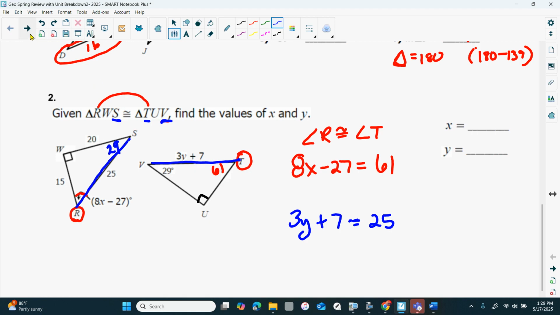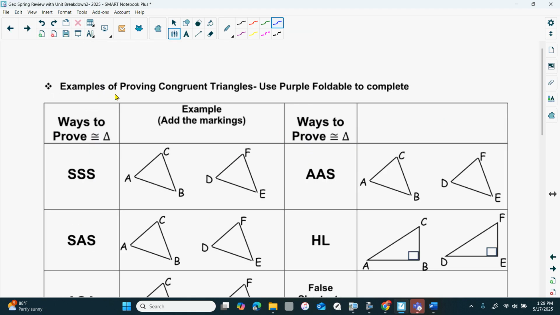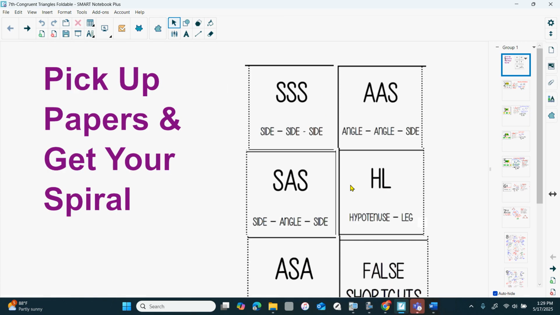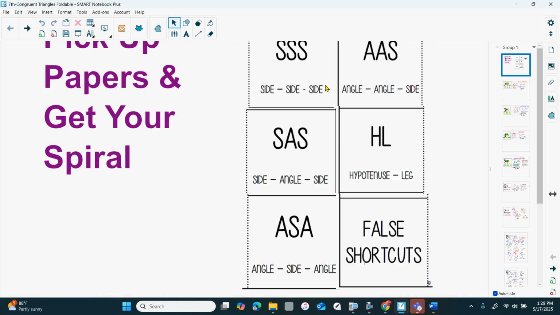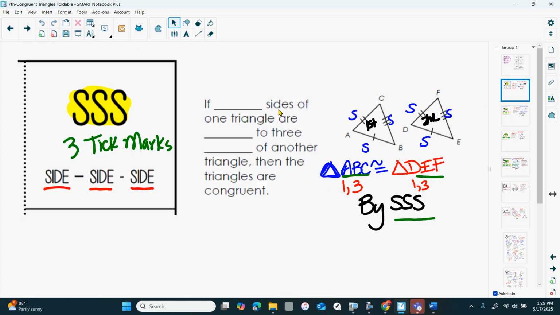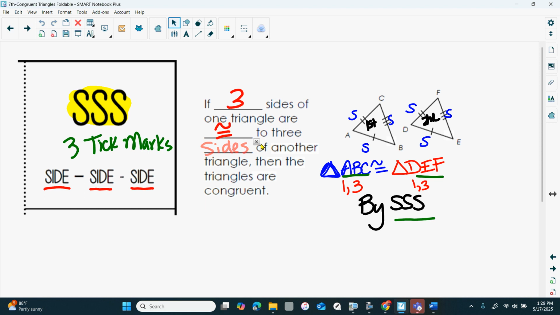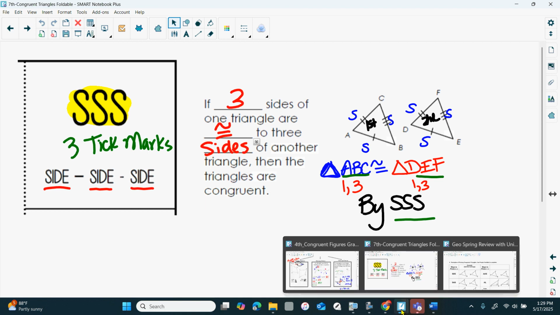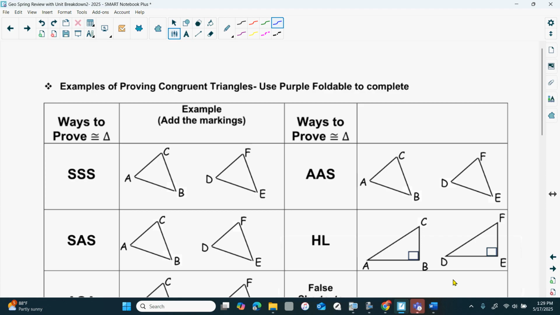Okay. So when you get to this next section, examples of proving, use your purple foldable. So the purple foldable they're referring to is this one right here. Okay. So you're going to need to basically open up the foldable and then kind of add your markings to indicate what it is. Now you can put the wording if you need it. You just need to really know and focus on your markings. So this first one is side, side, side. Okay, that's what it's indicating. So we should have the same tick marks with the corresponding sides. So then 2 tick marks and then 3 tick marks.